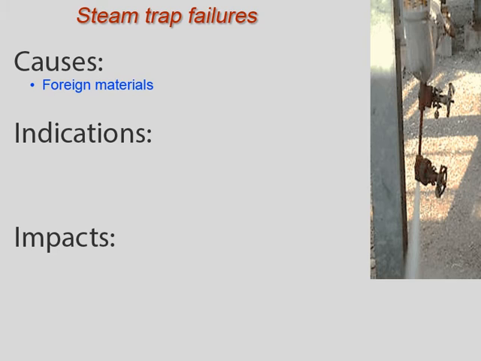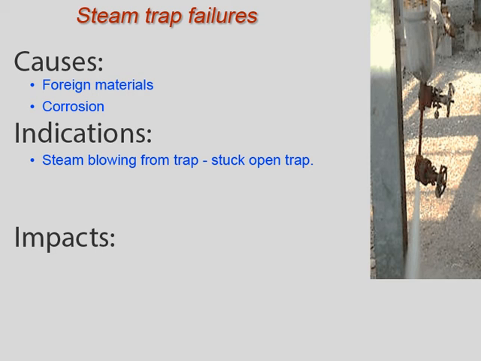Foreign materials can collect in the trap, or trap components may corrode. One type of failure is a stuck open valve. This condition is indicated by steam blowing out of an in-service trap. If a steam trap is observed in this condition, it should be reported immediately.